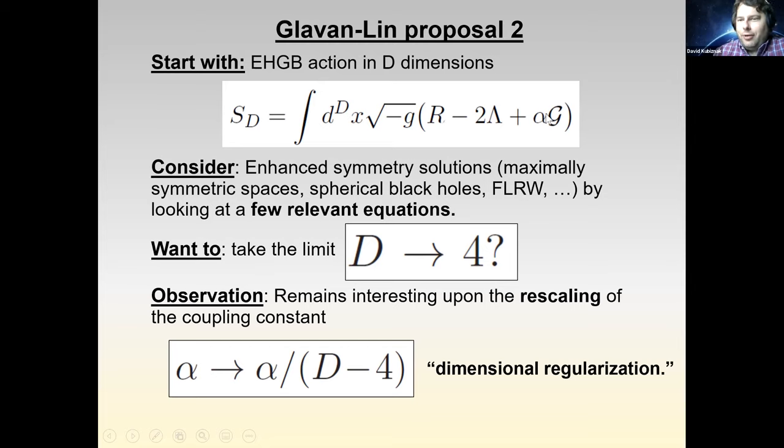So you have alpha, the coupling constant to the Gauss-Bonnet term. Basically, they consider enhanced symmetry solutions, for example maximally symmetric space, spherical black holes or FRW spacetime. Then they look at the relevant equations, and they want to take the limit of these equations or of the solutions to four dimensions. They realize that if you just send D goes to four, you get nothing. But if at the same time you rescale the coupling alpha, going from alpha to new alpha divided by D minus four, which basically means sending the original alpha to infinity, then you get some non-trivial contributions from the Gauss-Bonnet term to your solutions.